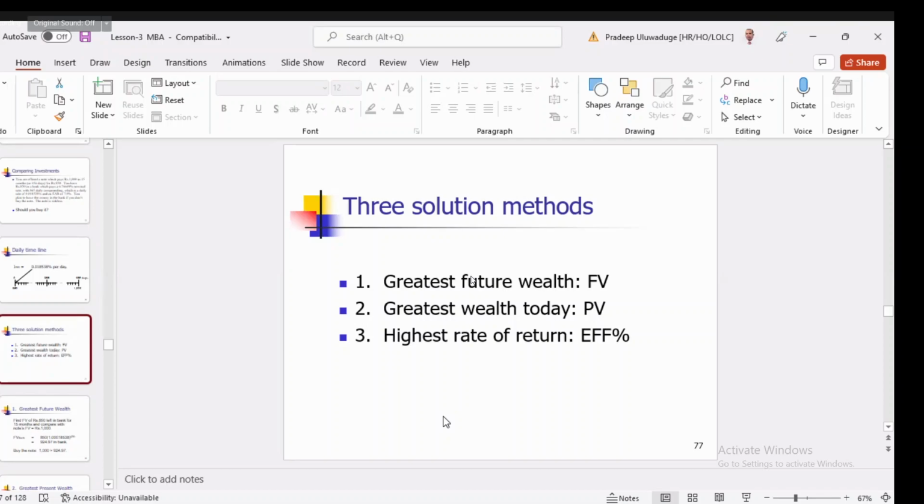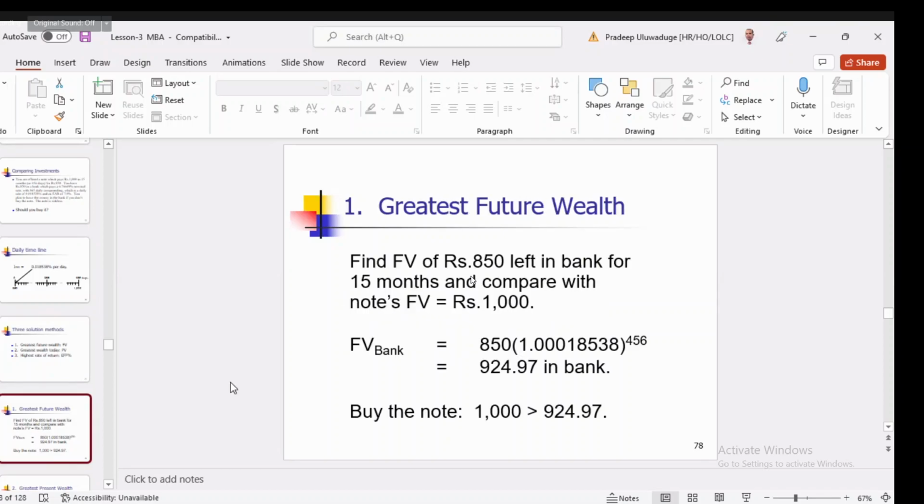Find the future value of 850 left in the bank for 15 months and compare with the note's future value of rupees 1,000. So if you buy the note today for 850, in 15 months you will end up getting 1,000 rupees. Let's compare it with the future value of the bank's investment.